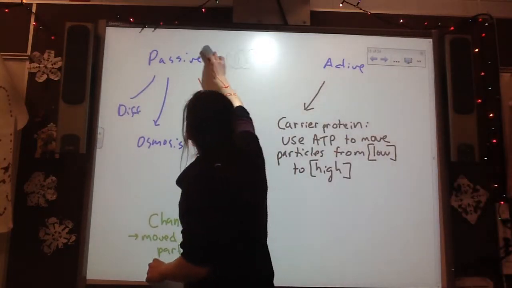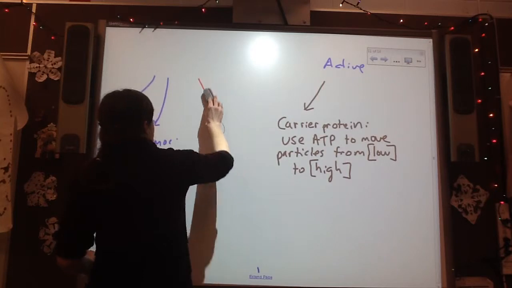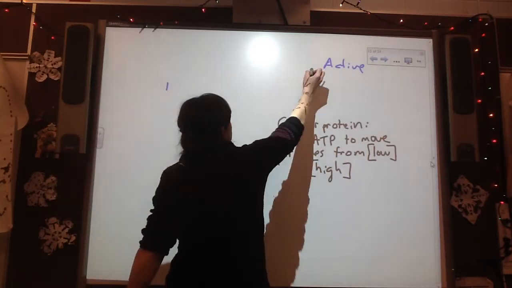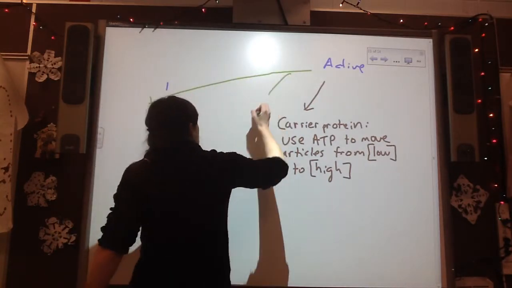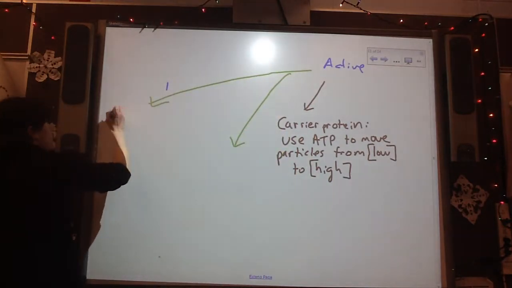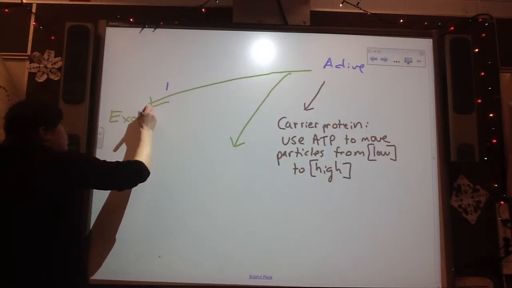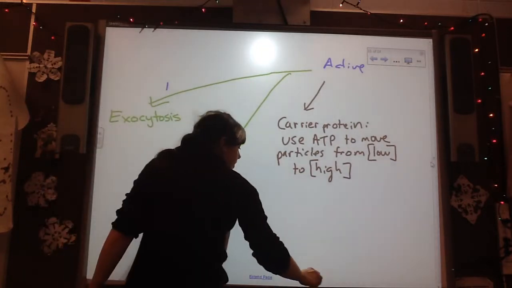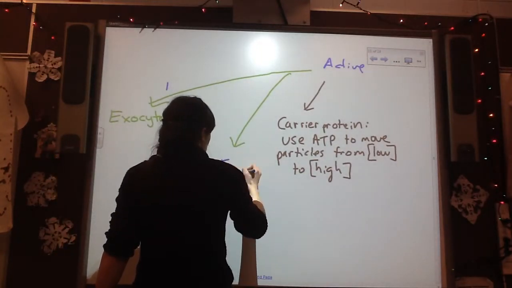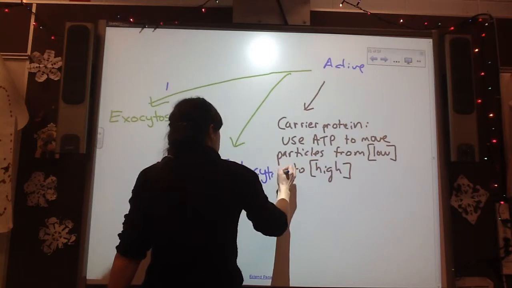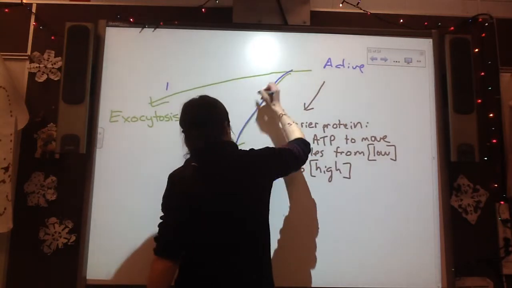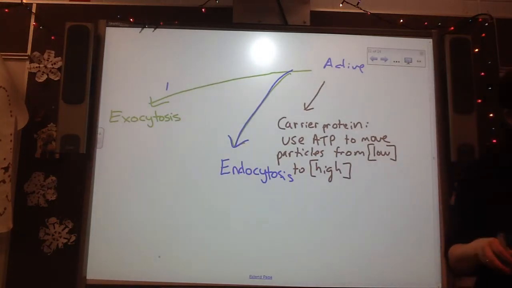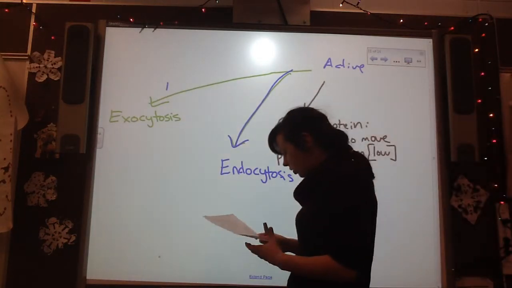So, I'm just going to erase this part for myself so I have more space. Wherever you have space left for your active, draw 2 arrows. Make one exocytosis and one endocytosis. So these are both active. I'll put a little definition beside mine if you want to do one for yours too.